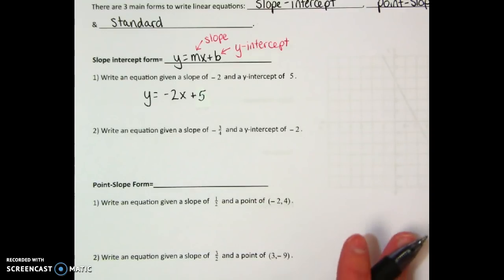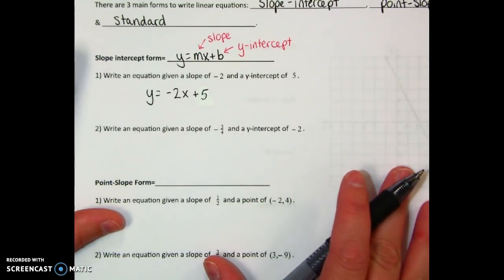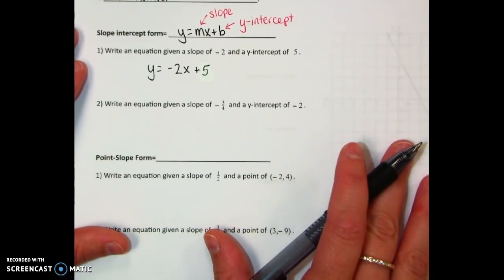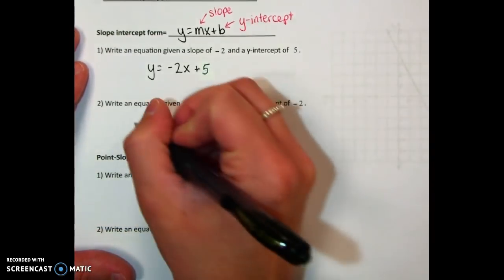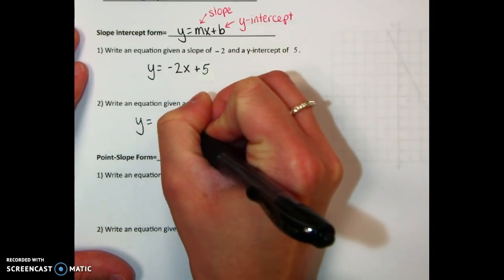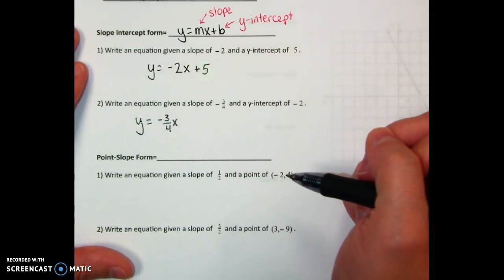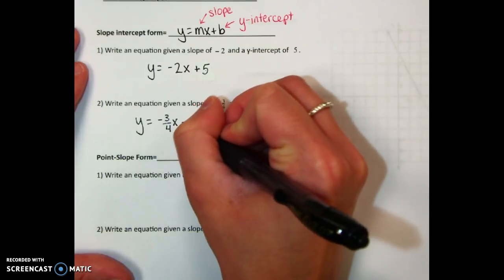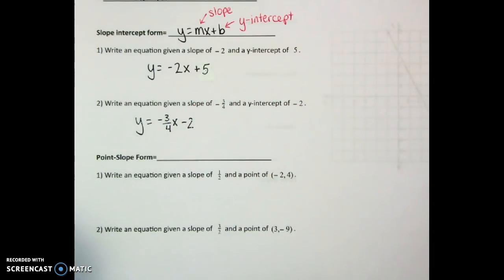So let's look at number 2. Write an equation given a slope of -3/4 and a y-intercept of -2. So y equals -3/4 x. You could put plus -2 or you could put -2. Okay, and we will talk about graphing these later on, probably tomorrow I'm thinking.